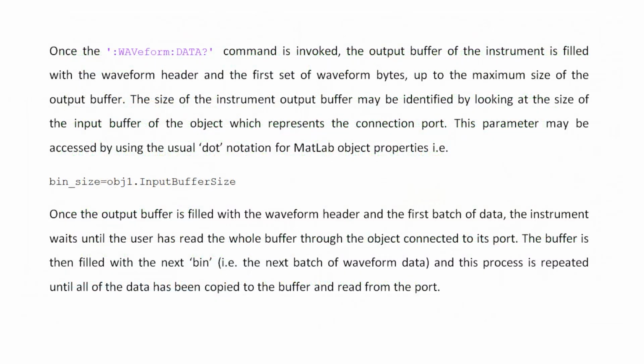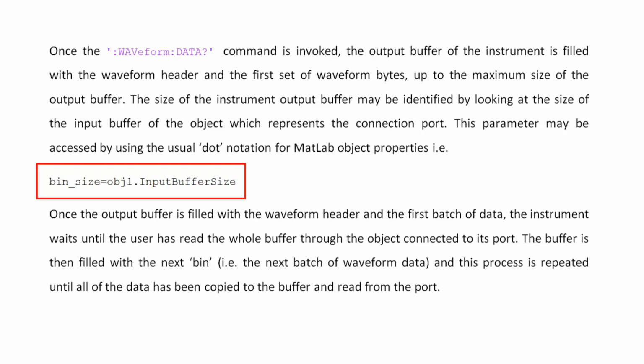When we invoke the command waveform:data?, the output buffer of the instrument is filled initially with the waveform header and then the first set of the waveform bytes up to the maximum size of the output buffer. This means that we'll have to go through a number of iterations to get all the rest of the data. The size of the output buffer of the instrument may be identified by looking at the size of the input buffer of the object which represents the connection port.